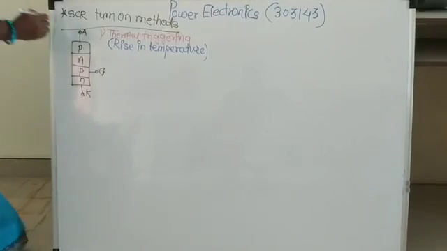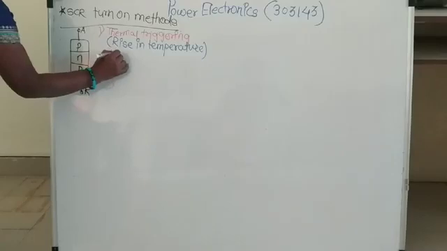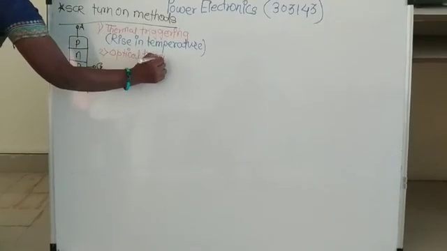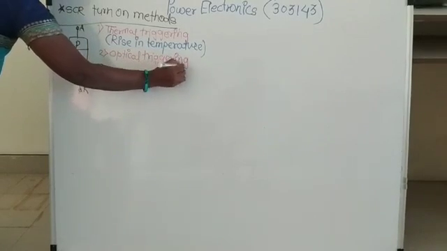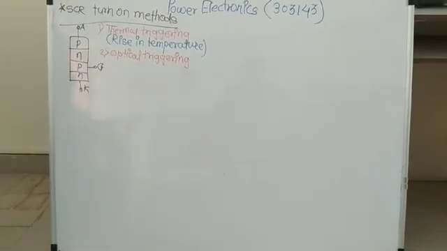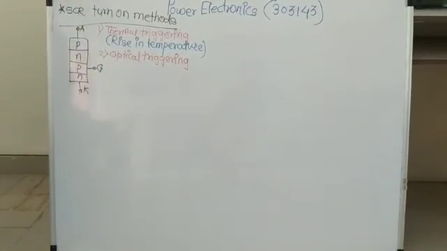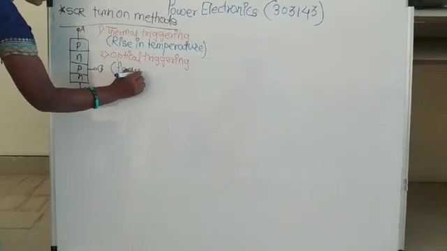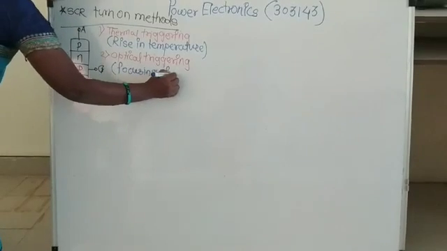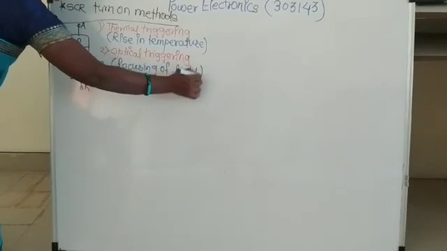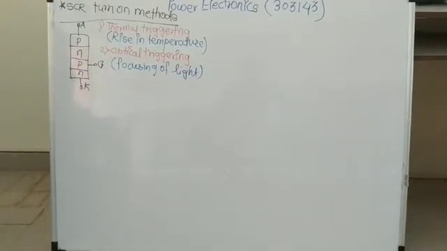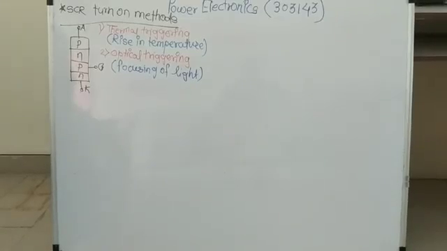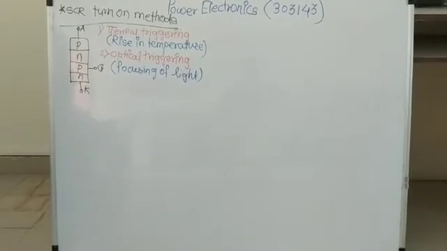Now see, second is optical triggering. Optical triggering means when we make light incident on the SCR. In other words, we can say that this optical triggering is also called focusing of light. Means when we insert the light or photons on the SCR, then also it gets turned on, called optical triggering. Third is the forward voltage triggering.